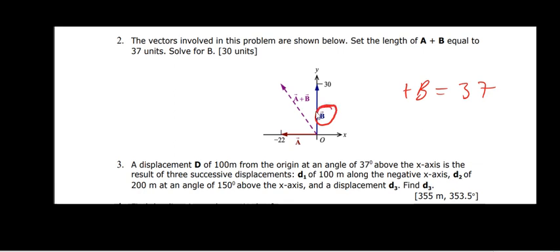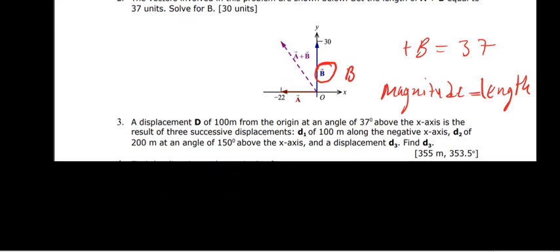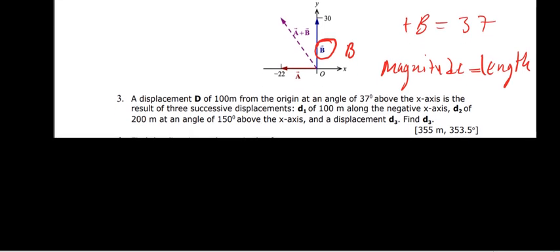When we talk of finding vector b, we have simply been told to find the magnitude. The magnitude simply means that we are looking for the length. We are just looking for the length of vector b. So let me quickly work it out.